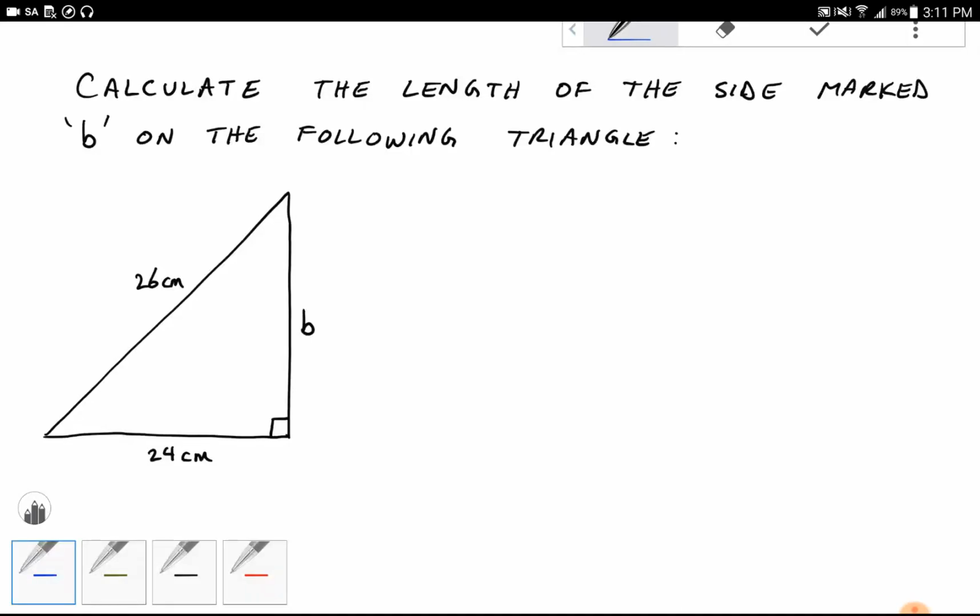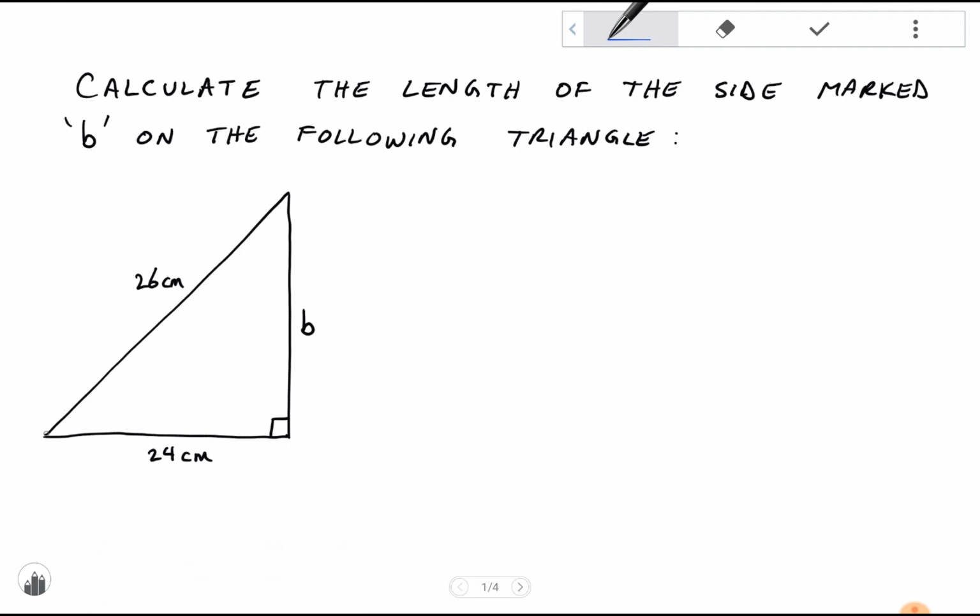Calculating the lengths of other sides. Okay, so let's look at this triangle here. We have the hypotenuse is given at 26 centimeters. This length here is given at 24, and B, this one here, is unknown. So the question is, calculate the length of the side marked B on the following triangle.